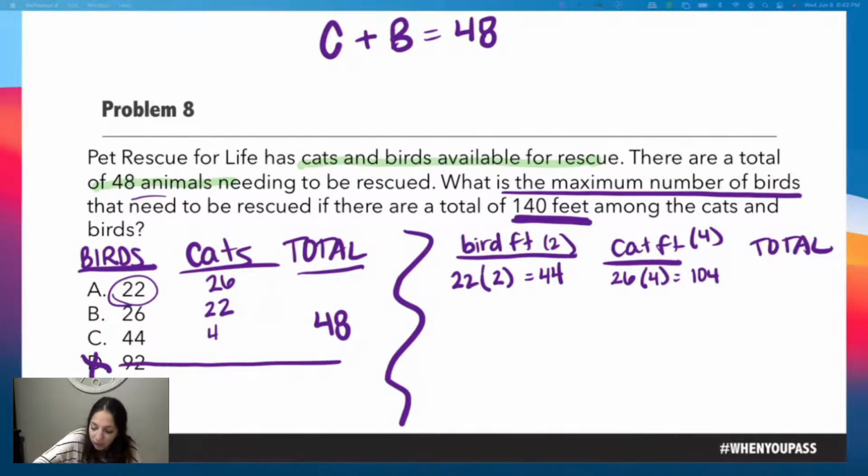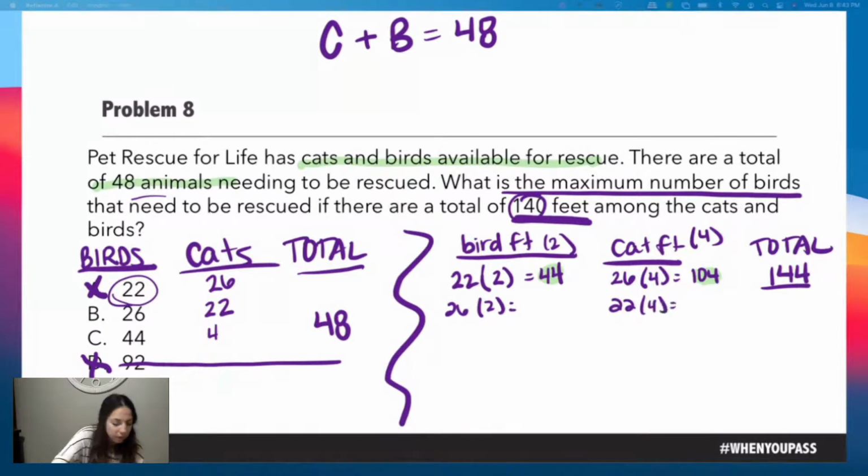And if I add my bird feet and my cat feet together, I would get 144 feet total. That is not correct because I need 140 feet. So now I'm going to do the same thing here. 26 birds times 2 and 22 cats times 4. 26 times 2 equals 52. 22 times 4 is 88. And if I add 88 plus 52, I get 140.